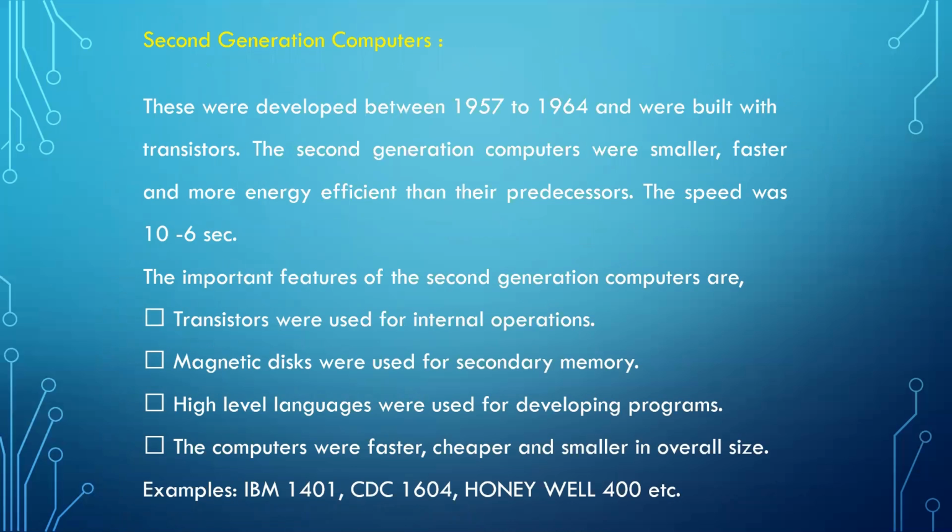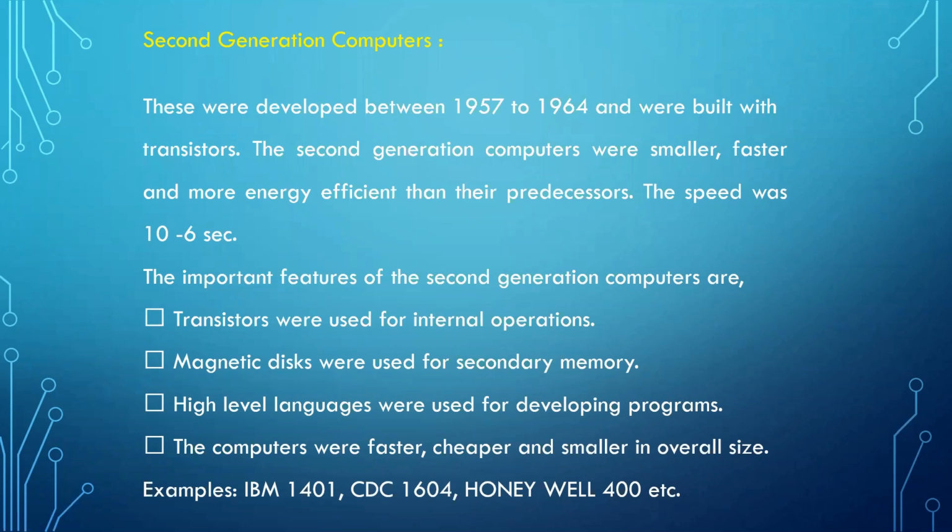In this, we have used transistor as the main component, because after the first generation of computers, the electronics people developed one more component called a transistor that can be used to develop a computer. So in the second generation, we have replaced vacuum tubes with transistors. Then we call it second generation computers, and these were built between 1957 to 1964.